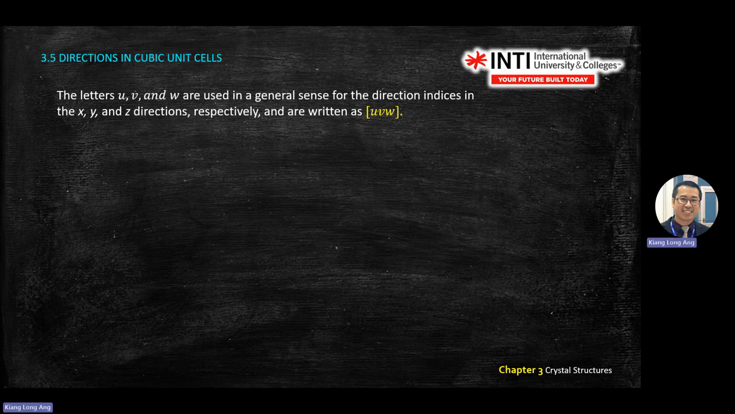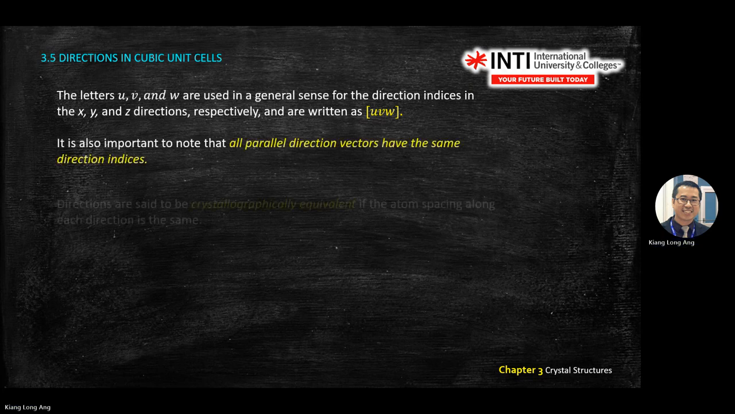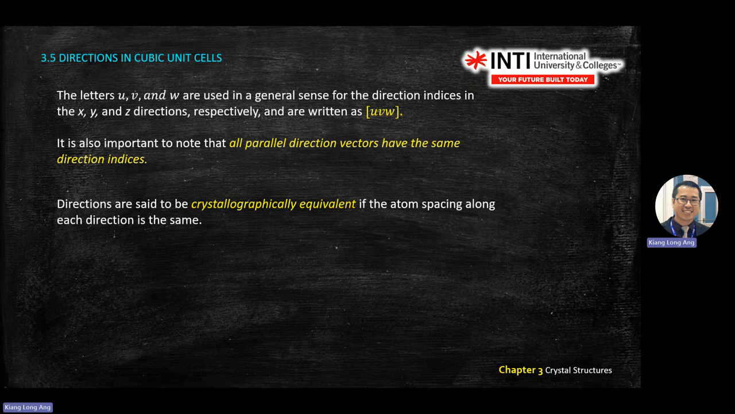Then we label. The label no longer uses X, Y, Z, but we label using U, V, and W. U, V, W means direction in the cube. All parallel direction vectors have the same direction indexes. This means, later I'll show you this one, that you combine X direction with X direction, Y direction with Y direction, Z direction with Z direction.